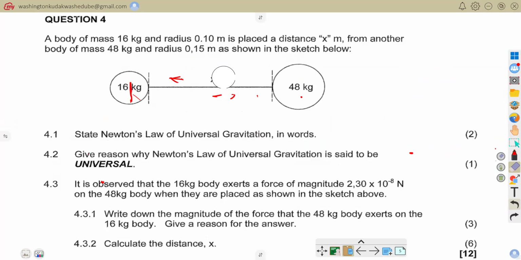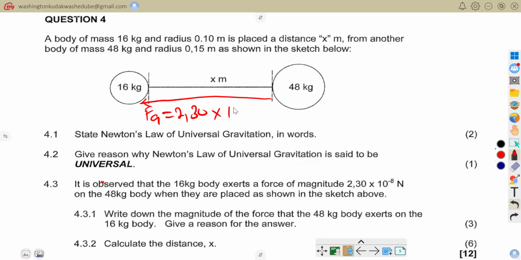Now, let's see what the next question says. It is observed that the 16 kg block exerts a force of magnitude 2.30 times 10 to the power negative 8 Newton on the 48 kg block when they are placed as shown in the sketch above. So we are saying this object is exerting a force of attraction on this object, where that force of attraction is 2.30 times 10 to the power negative 8 Newton.